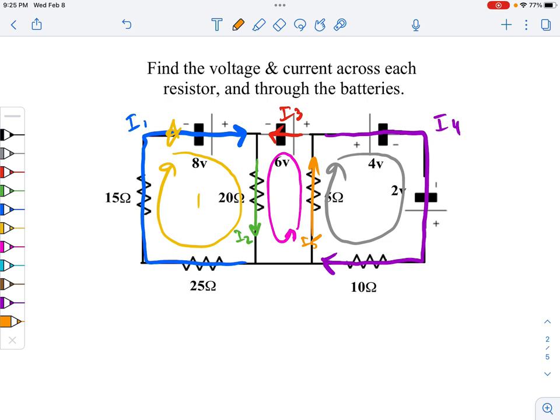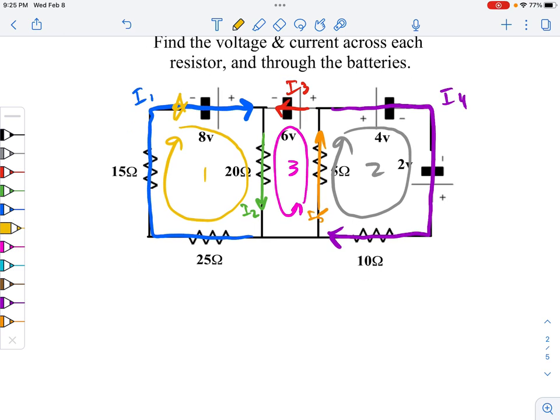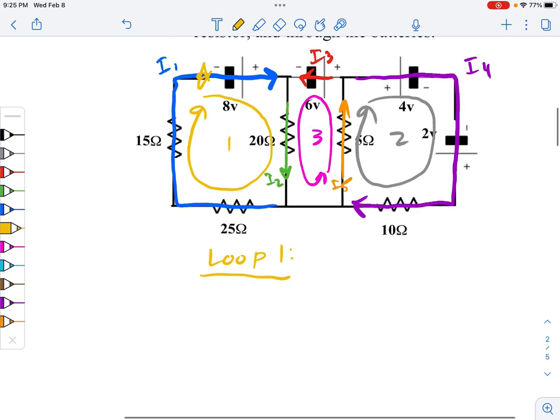And then the loops. There's no rhyme or reason to the way I labeled the currents, so let's make that loop 2, and this loop 3. Why not go 1, 2, 3? Why 1, 3, 2? It doesn't matter, because I want to. Now let's write some equations. Remember, the numbers are just arbitrary. They're just there so we can write some terms.